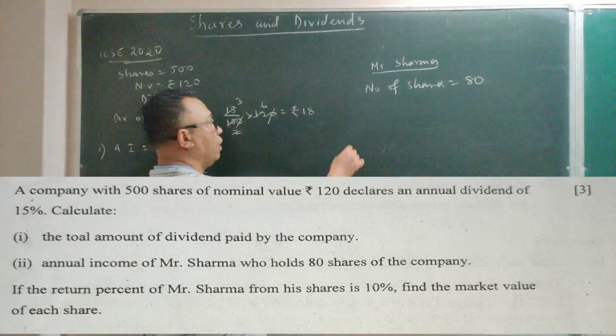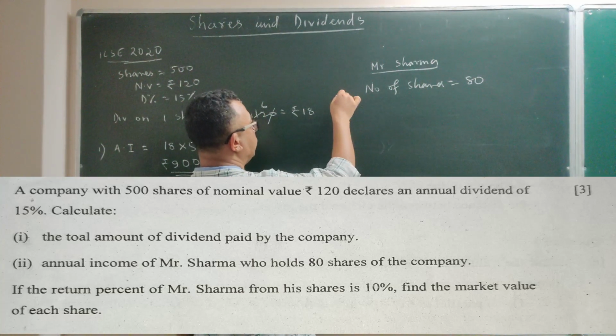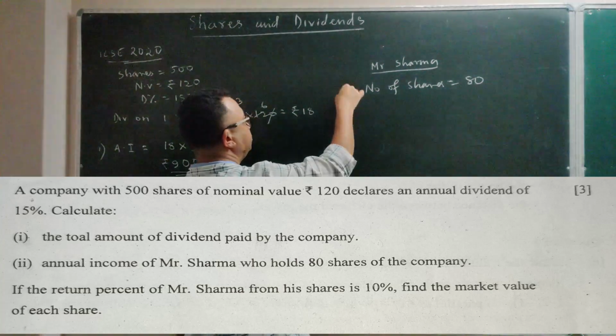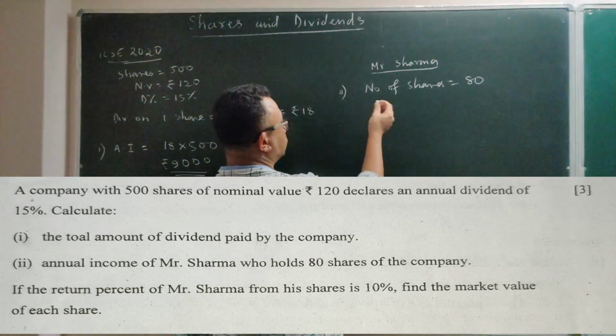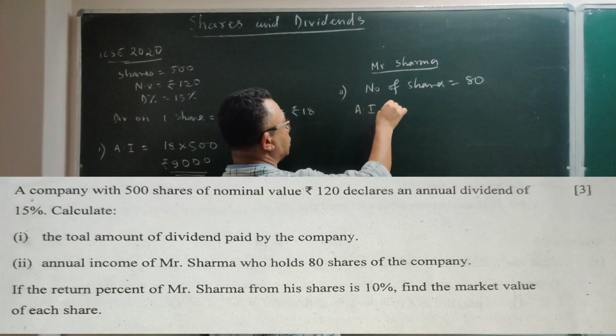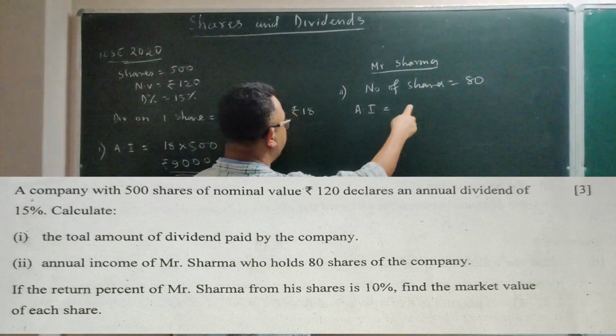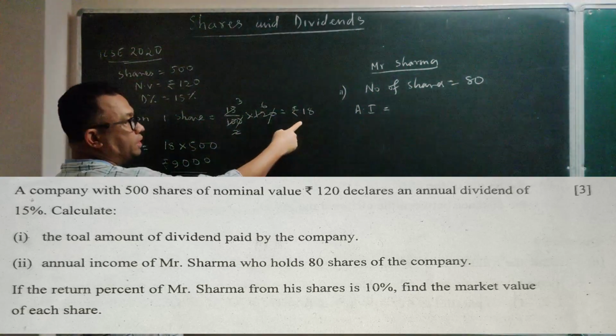So that means if I want to find out number 2, in fact now I am answering question number 2 for Mr. Sharma. Question number 2 is saying what is the annual income of Mr. Sharma. So if I want to find the annual income of Mr. Sharma, again dividend on one share. Dividend on one share is the same, the company is giving the same dividend to everyone.